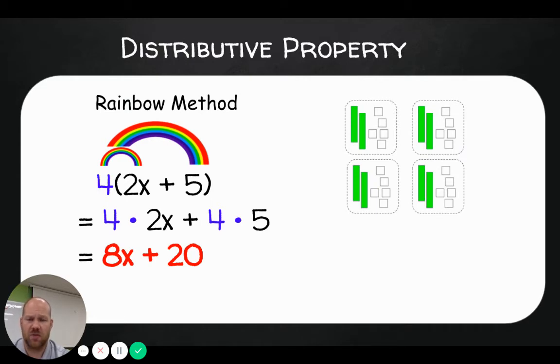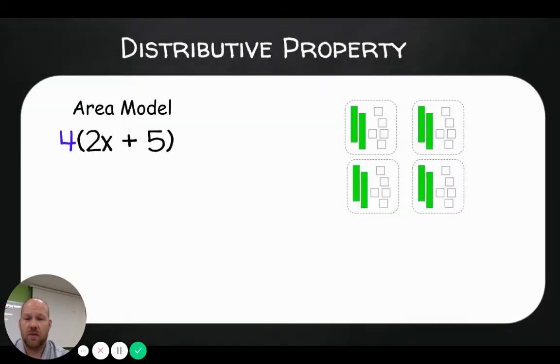It's because I'm using those little lines there to show what is being multiplied. I wouldn't actually draw it out. The other method is called the area model. And a lot of you probably have learned this back in elementary school when you did multiplication.